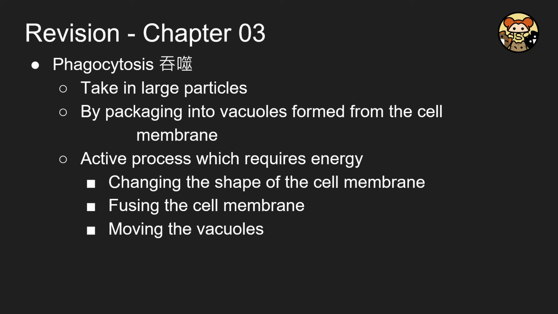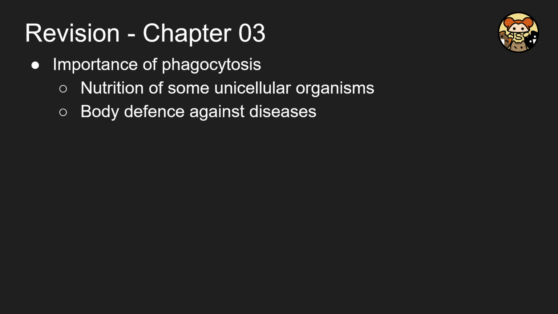How about phagocytosis? Phagocytosis is usually taking up large particles directly, and it is also an active transport requiring energy, which is the same as the previous one. And through the changing of the shape of the cell membrane, they will fuse together, and then it is phagocytosed. So what is the importance of phagocytosis in our body defense? The white blood cell will engulf the pathogens and eliminate them.